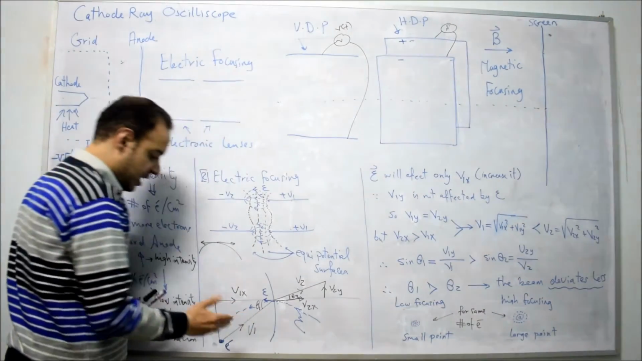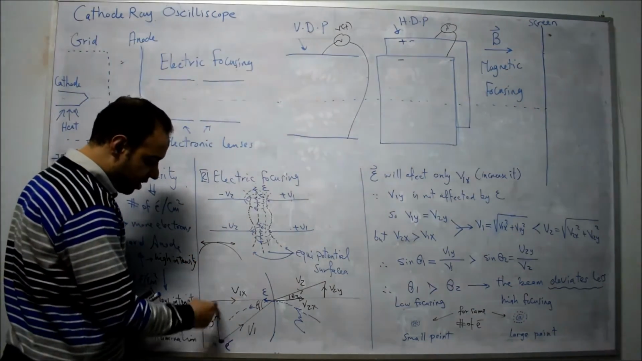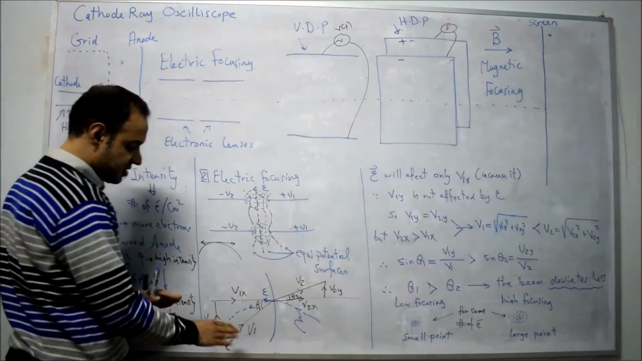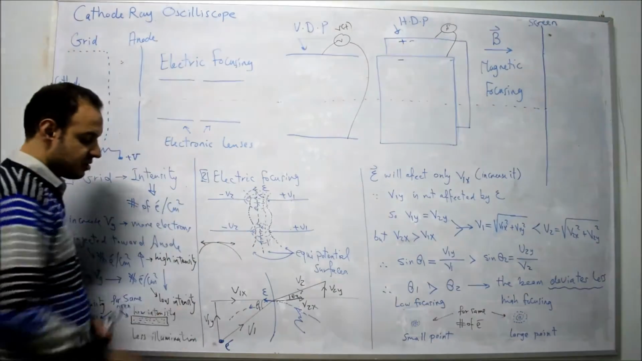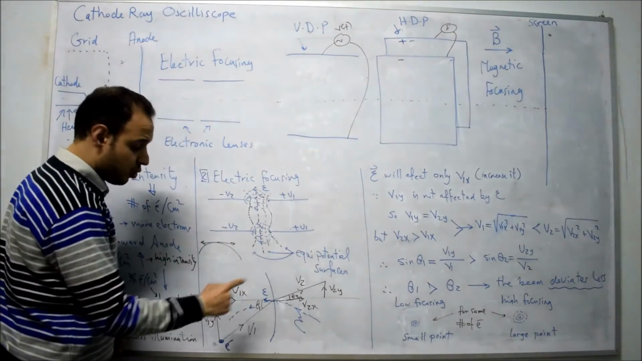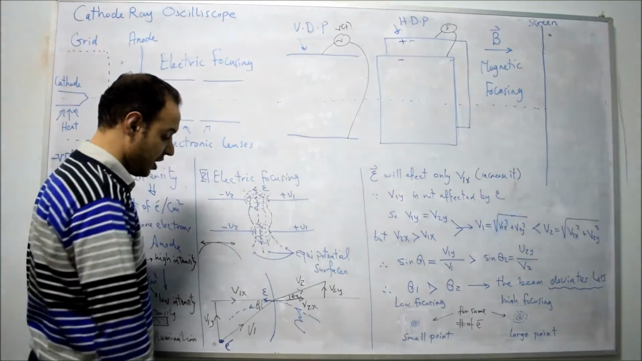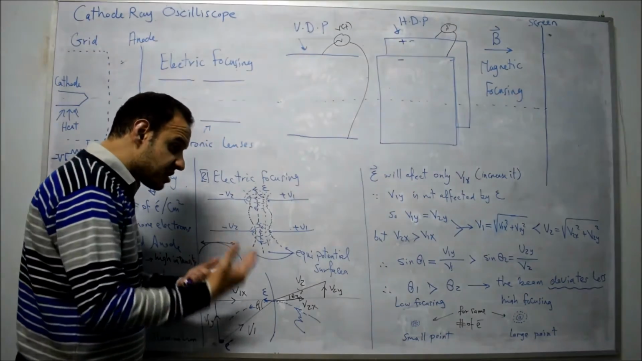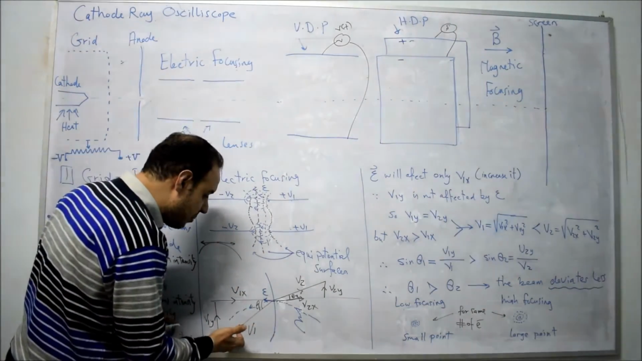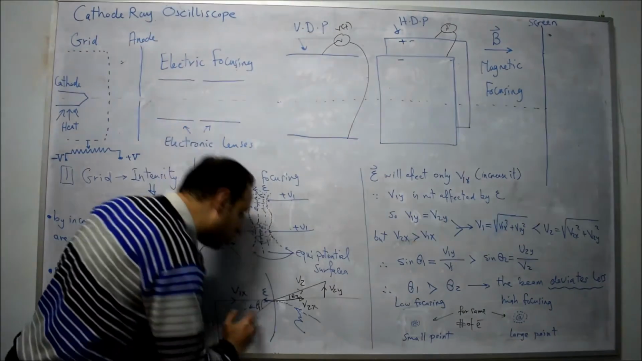This v1 has two components, one in the y direction and one in the x direction. Let's assume they are v1y and v1x. So v1 is equal to the square root of v1x squared plus v1y squared. Let's now discuss what will happen to this electronic beam when it passes through this equipotential surface.